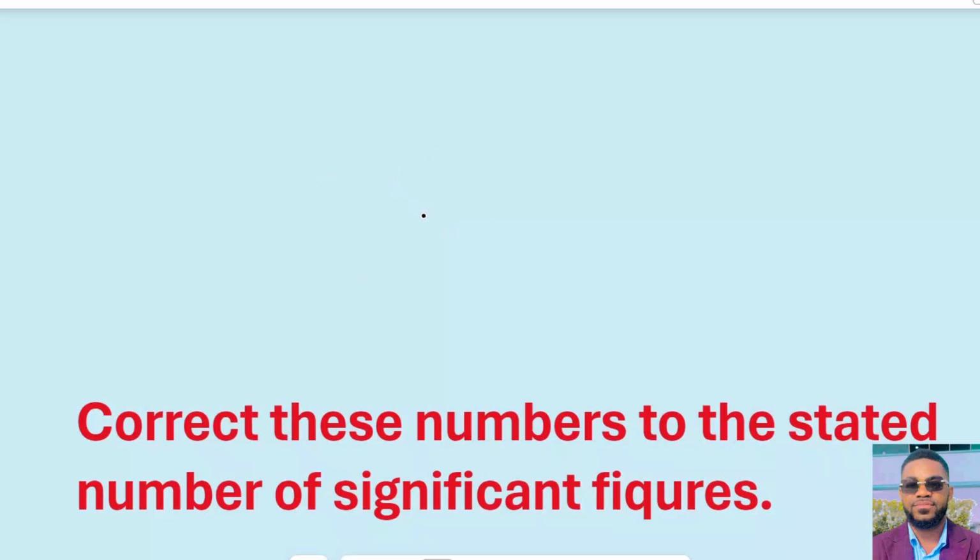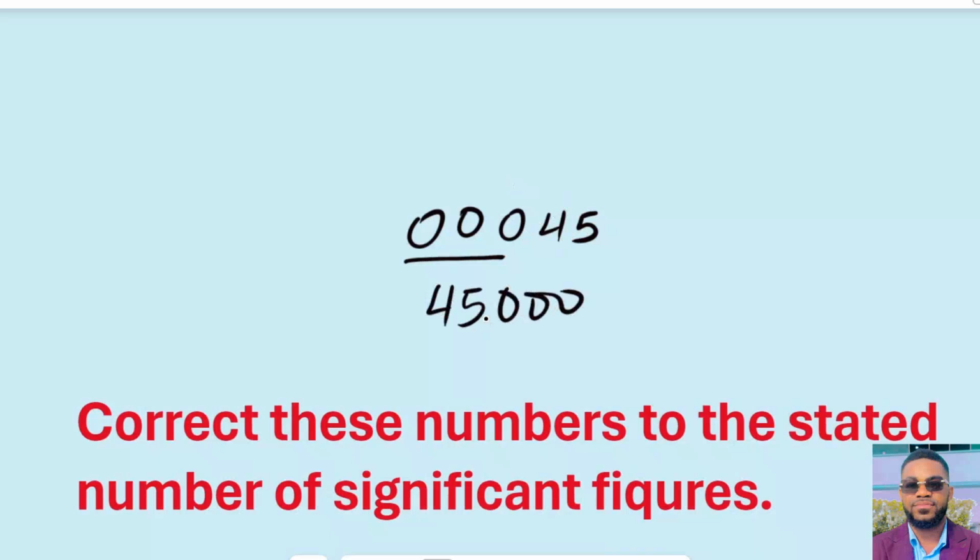For example, when I write, let's say 0, 0, 0, 4, 5, this number is obviously going to be 45. The three zeros here are not important. They are not significant. But the same number, when I change it like this, 4, 5, 3 zeros like this, that's going to be 45,000. In this case, the 3 zeros here are significant.